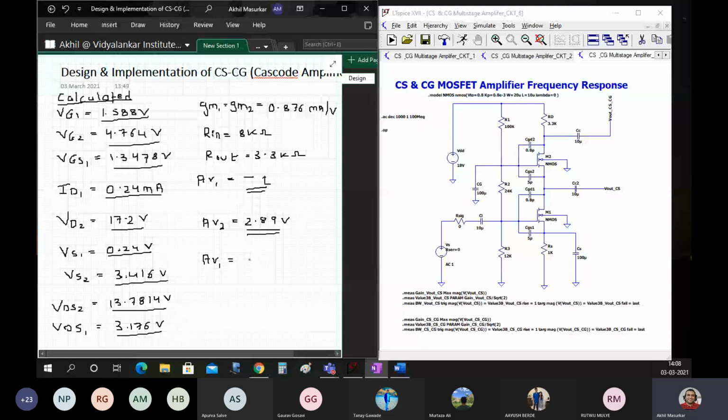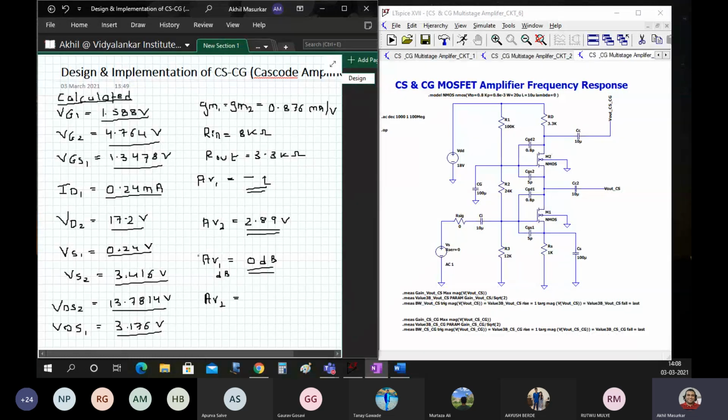Now if I want to write AV1 and AV2 in dBs, log of 1 is 0, so AV1 is actually 0 dB, and AV2 is going to be 20 log of 2.89. Can somebody tell me how much that is? Please calculate 20 log of 2.89 and post in the chat box.